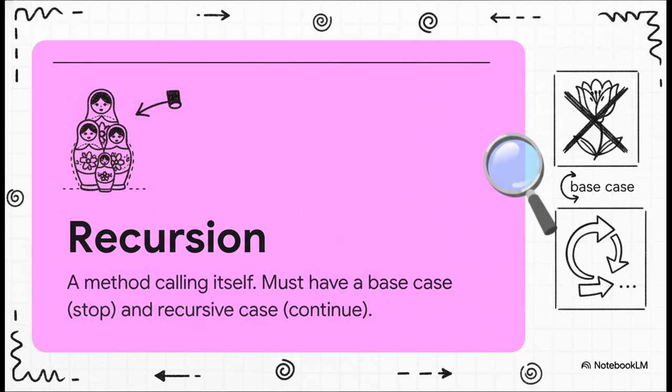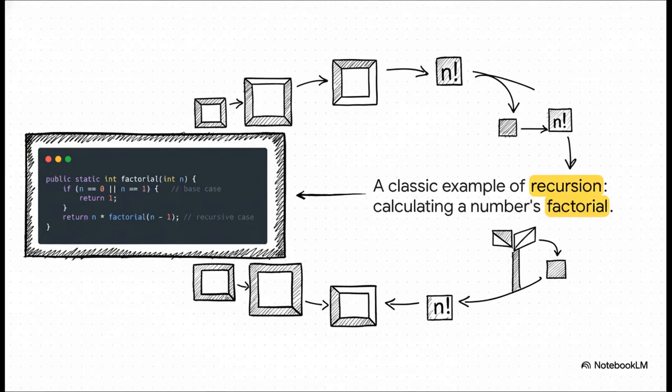For recursion to actually work and not just run forever, every recursive solution absolutely needs 2 things. A base case, that's the condition that tells it to stop, and a recursive case, which is where the method calls itself again, but with a slightly simpler problem. A classic example you'll always see is calculating a factorial. Just look at this code.